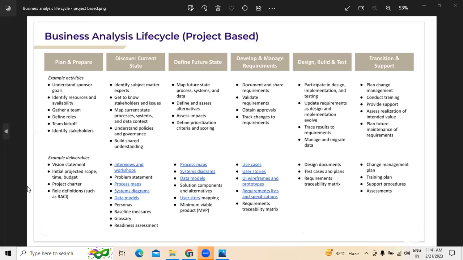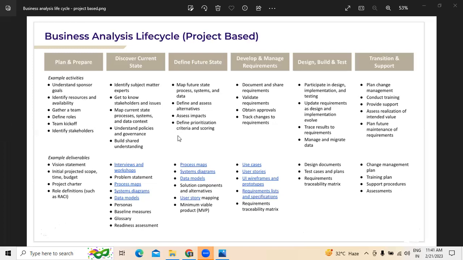Last but not least, transition and support, where we need to understand and plan the change management process, if anything is there in reference to the changes that happen in the project. At the same time, whatever possible and necessary training has to be provided should also be given here. Followed by that, if any kind of support is to be provided externally, it has to be given.